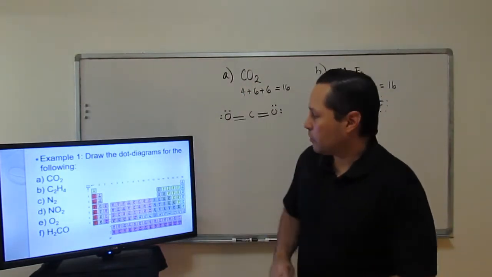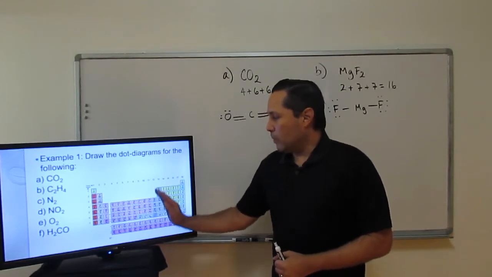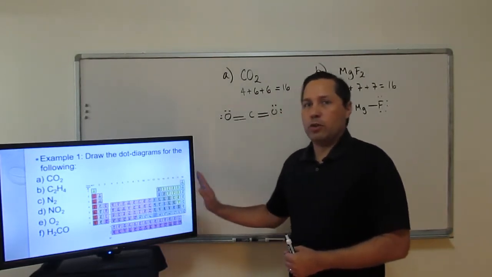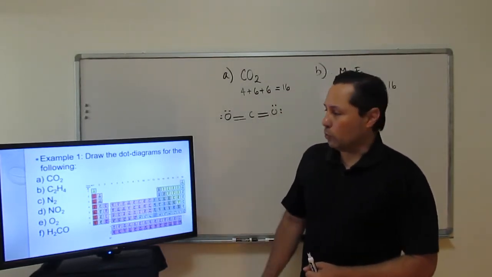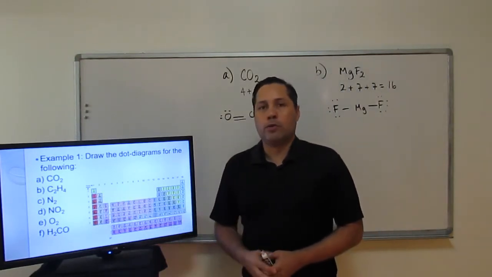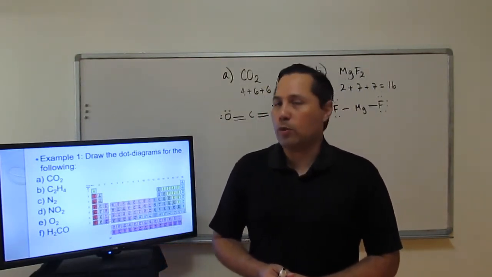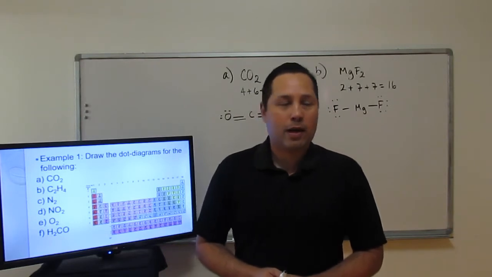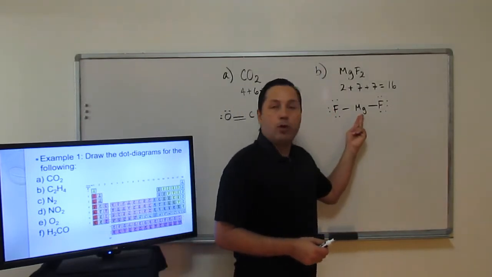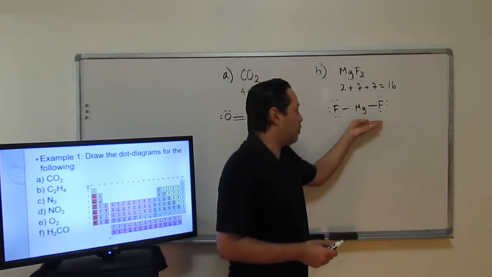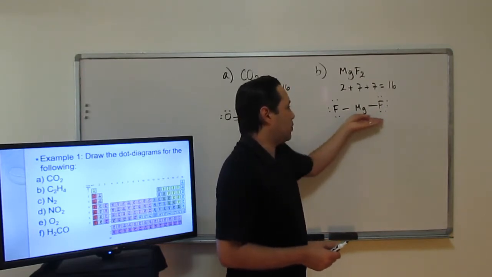Why not? As I mentioned, all the elements in column 14 and to the right, they follow the octet rule. Magnesium is in column number 2. It does not follow the octet rule. It does not want to have 8 electrons around the atom. So therefore, the drawing stays as is. This will be the correct answer for this one.